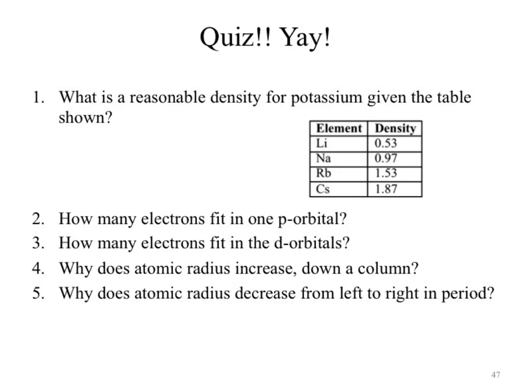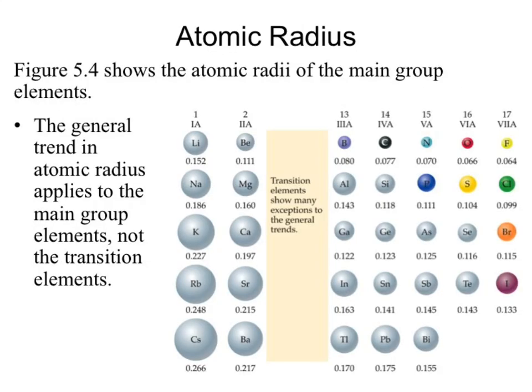We'll do a quick quiz. Okay, so here we go. Our atomic radius. Down a column, electrons go into higher energy orbitals. Higher energy orbitals means bigger, period. As we go across a row, we're adding more electrons, so we would expect them to get bigger. But it's a question of where we are putting those electrons.